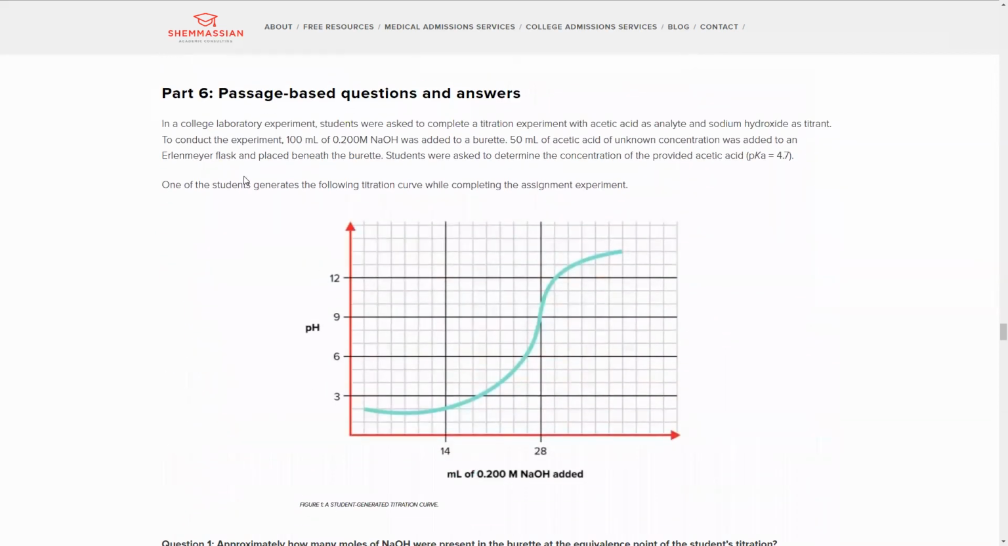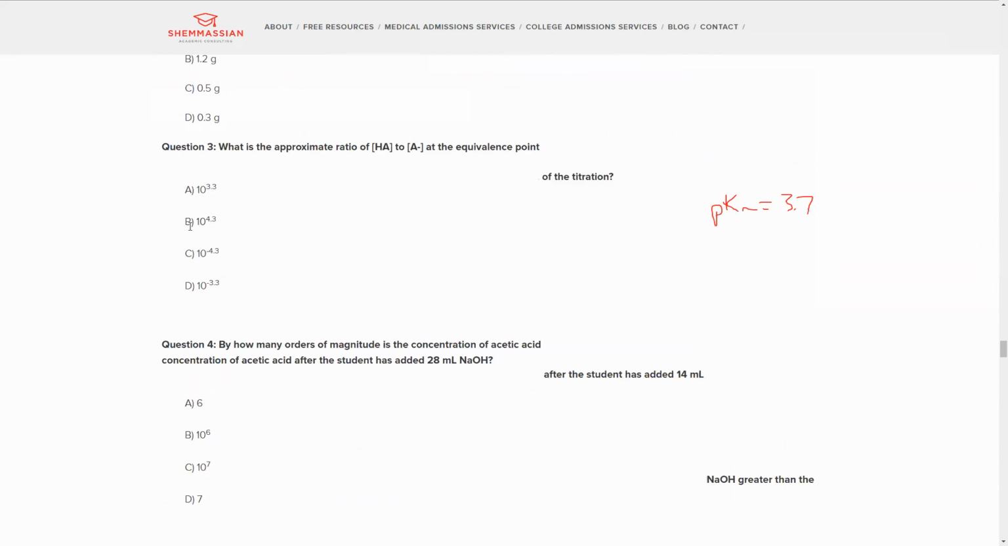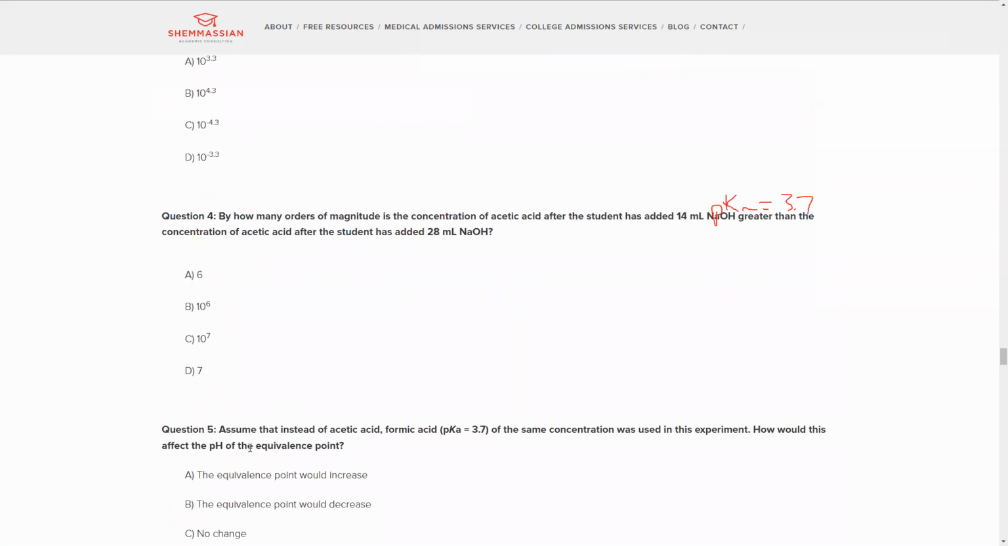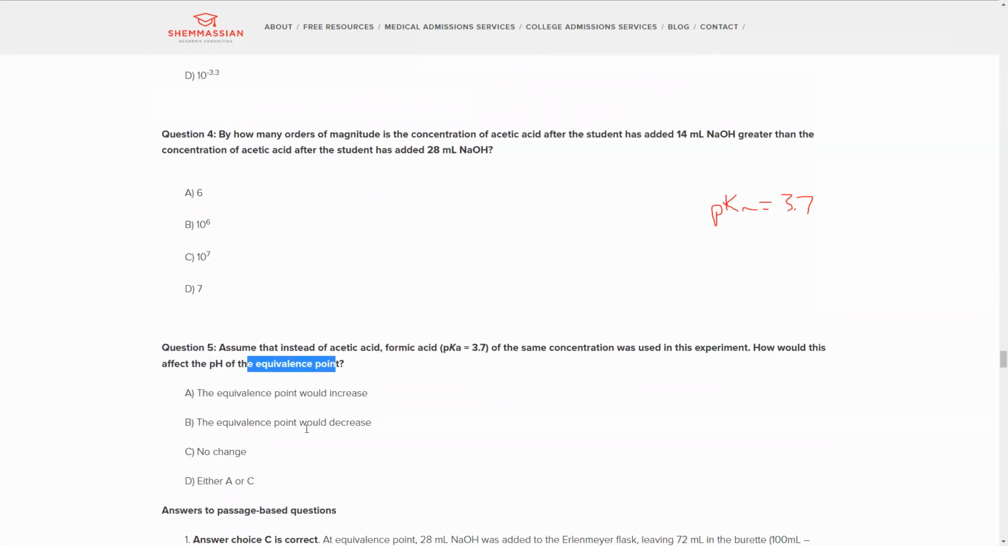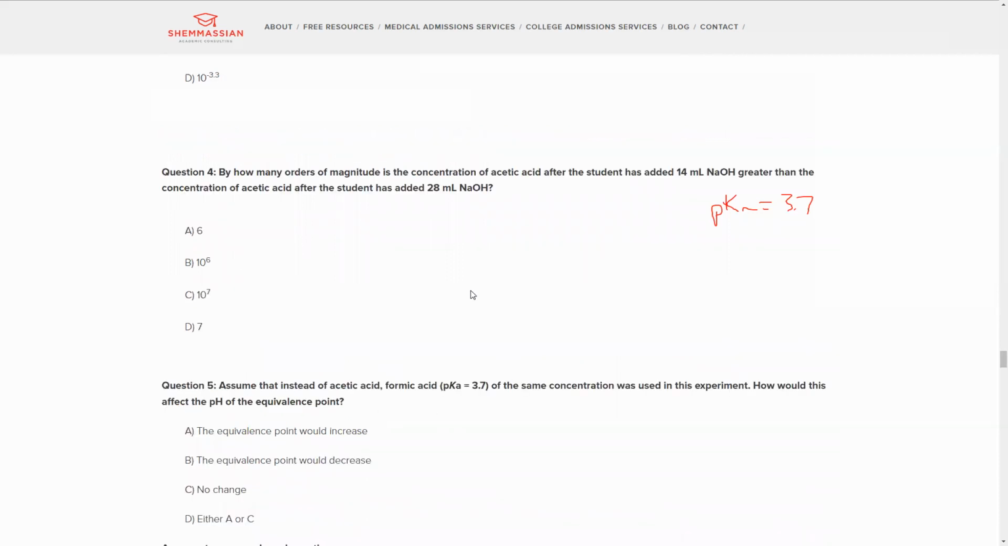Okay, let's go back and look at this. pKa 4.7 was the original. Now we're being asked to think about a pKa of 3.7. If we had a pKa of 3.7, what would happen to the graph, and what would happen to the equivalence point? Our choices are essentially that it would increase, or it would decrease, or there would be no change. So essentially we're thinking about increase, decrease, or no change, right?